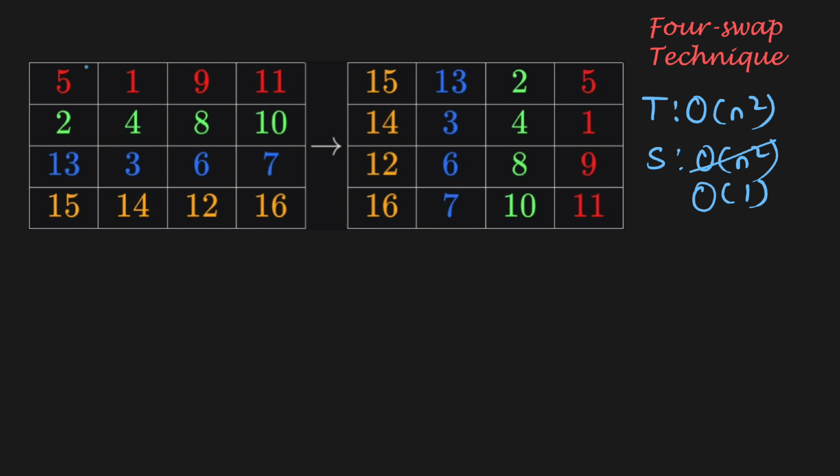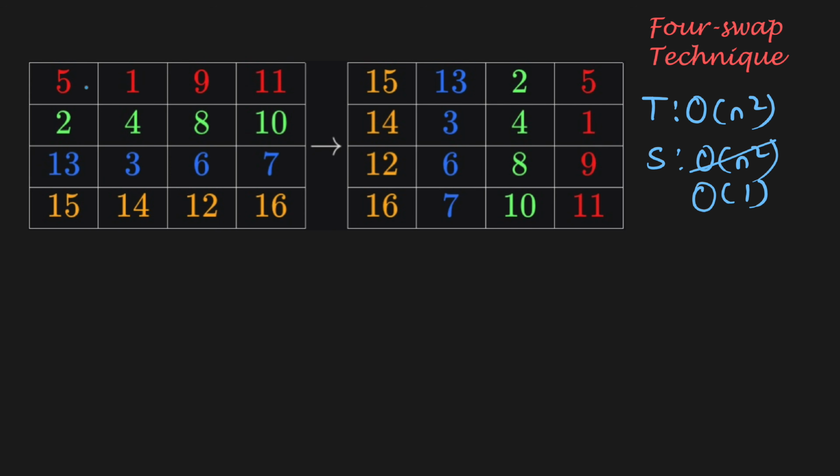First, let's explore a method we refer to as the force swap technique, and you will soon see why it's called that. If you observe carefully, this matrix can be visualized as concentric layers. So this is the outermost layer, and this is the inner layer, and so on.